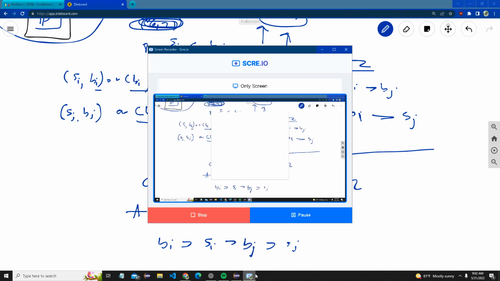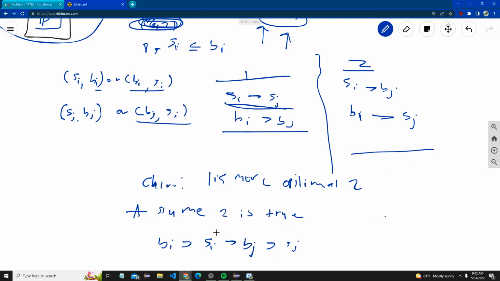Hold on, I had to pause. I don't know where I was. Yeah, if you assume two is true, then you have this inequality statement from two. You also notice that if I assume two is true, then one is also true.